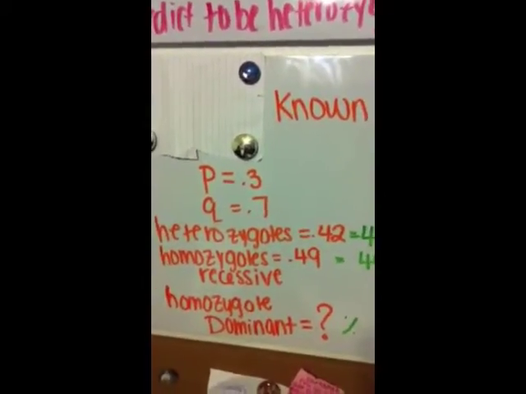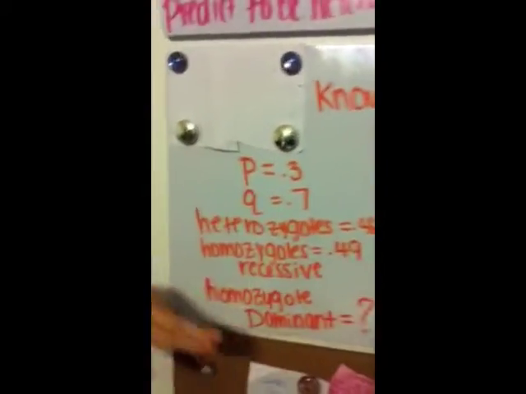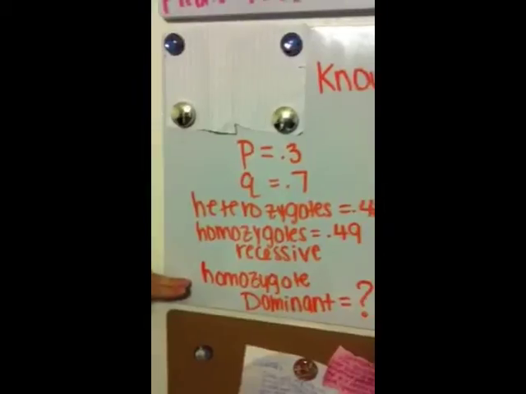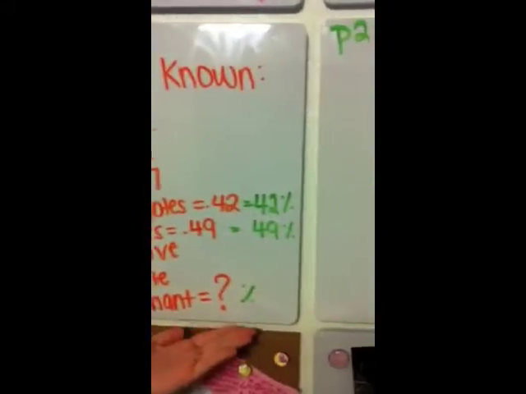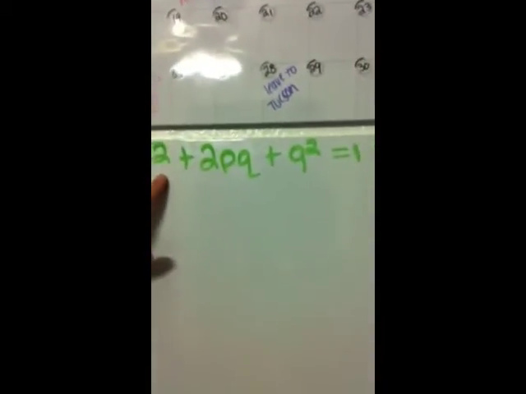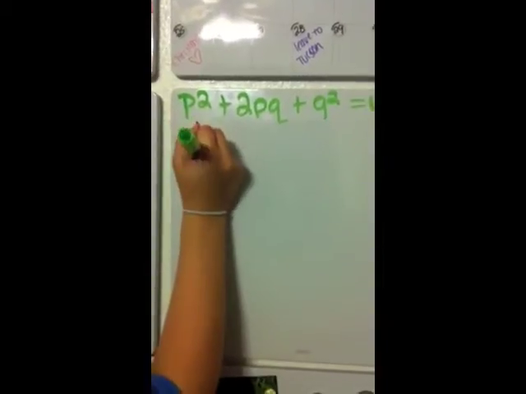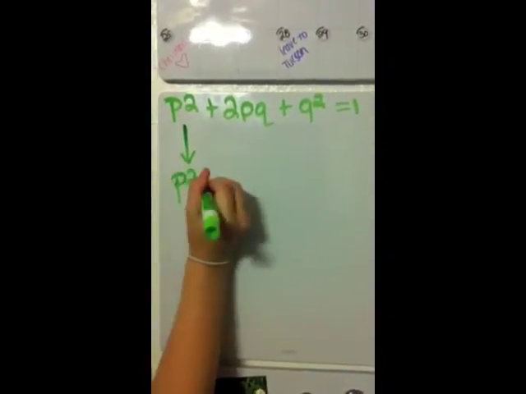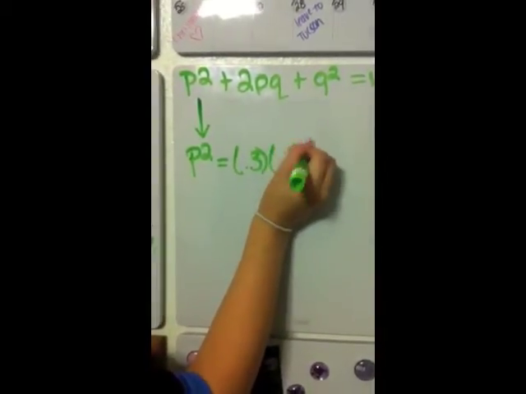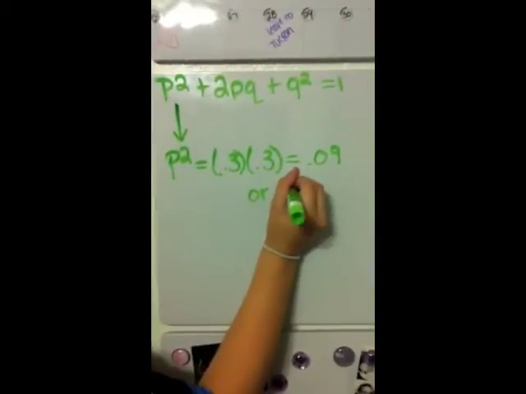After finding our original answer for heterozygotes, which is 42%, and finding the homozygous recessive, which is 49%, we're going to go more in depth to find the homozygote dominant percent by using the Hardy-Weinberg equation of P squared plus 2PQ plus Q squared equals 1. Because we're finding the homozygous dominant, we're going to use P squared by plugging in 0.3, and because it's squared, we'll be multiplying it by itself, which equals 0.09 for a total of 9%.